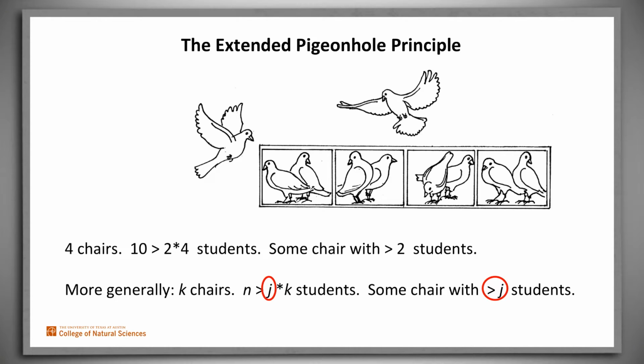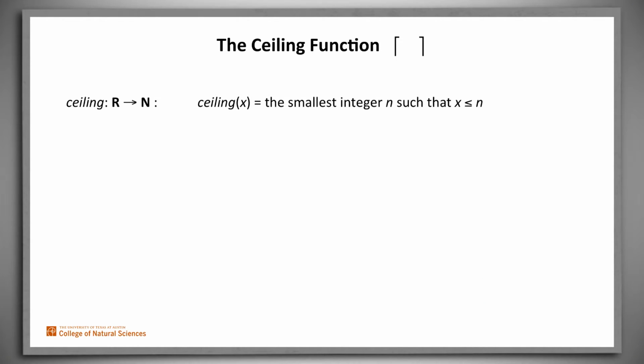Let's formalize this claim. To do that, we'll make use of a function we'll call ceiling. Ceiling is a function from the reals to the natural numbers. Ceiling of x is the smallest integer n, such that x is less than or equal to n. So ceiling of 6.8 is 7. And note that ceiling of 6.0, ceiling of an actual integer, is simply itself. It's 6.